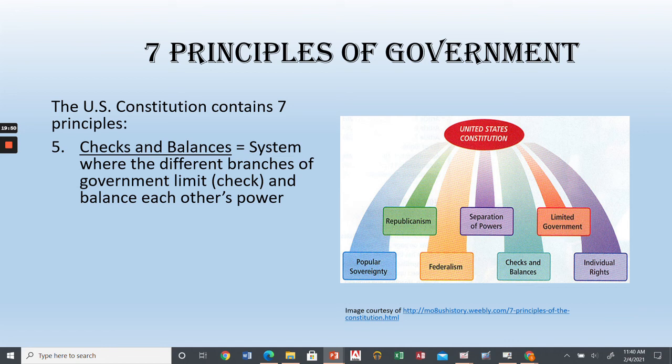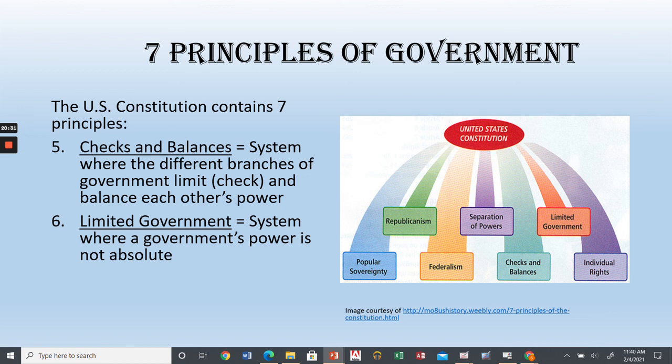All right, each branch is supposed to check, that means limit, and balance out each other's power. So in other words, each of the other branches gets to make sure that the other branches are continuing to drive in their own lane and not swerving and getting in a different lane. All right? They each have a series of powers and responsibilities. And the other branches basically get to check up on them, get to keep an eye on them and make sure that they're doing their duty, but not doing more than they should be doing.